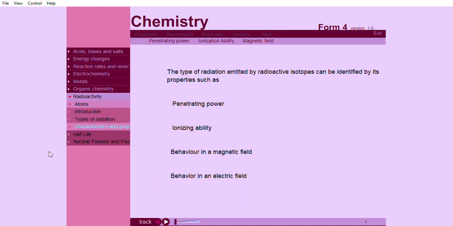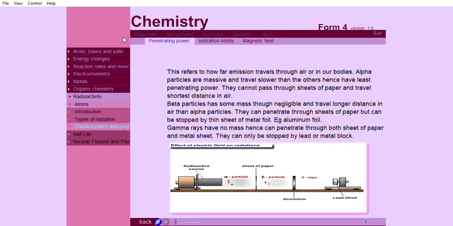The type of radiation emitted by radioactive isotopes can be identified by its properties such as penetrating power, ionizing ability, behavior in a magnetic field, and behavior in an electric field. Penetrating power refers to how far emission travels through air or in our bodies. Alpha particles are massive and travel slower than the others, hence have least penetrating power. They cannot pass through sheets of paper and travel the shortest distance in air.